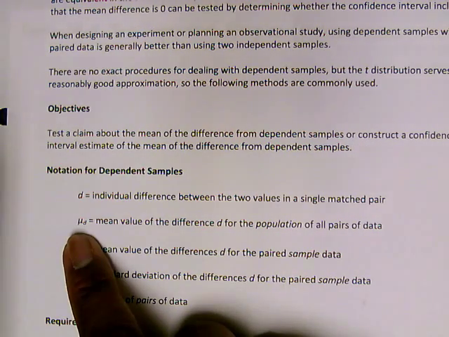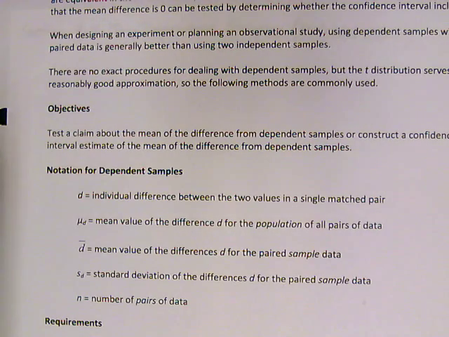Mu sub d is going to be the mean value of the differences from the population of all the pairs in that data. So you'll be looking at all paired data, and that would be mu sub d. d bar is going to be from the sample data. That's going to be the mean value of the differences for the paired sample data. And then s sub d, again from the paired sample data, represents the standard deviation of the differences for the paired sample data.